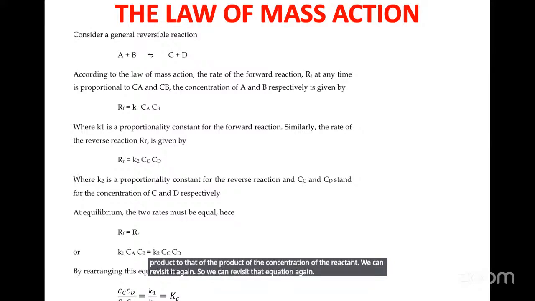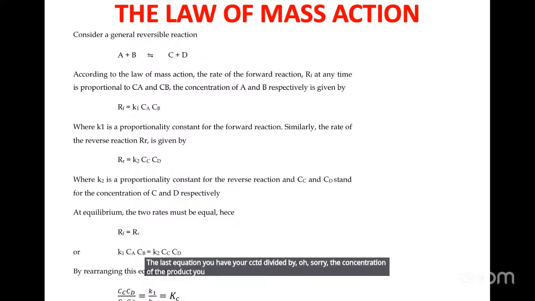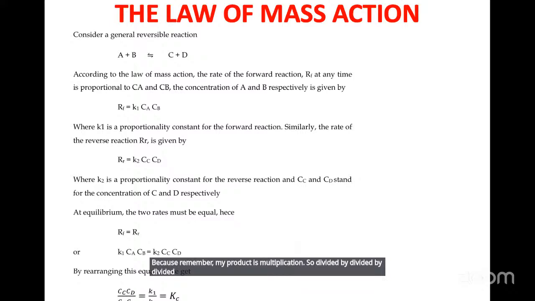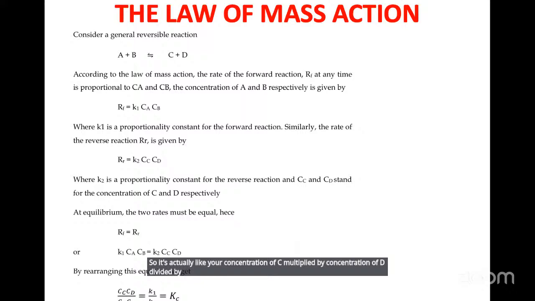The last equation, you have your C times D divided by the concentration of the reactant. You have two products, you have C as one of your products, you also have D as one of your products. Now, we're saying that your equilibrium constant is the ratio of the product of the concentration of the product, because remember, product is multiplication. Since we're using ratio, it's actually your concentration of C multiplied by concentration of D divided by the product of the concentration of the reactants also.